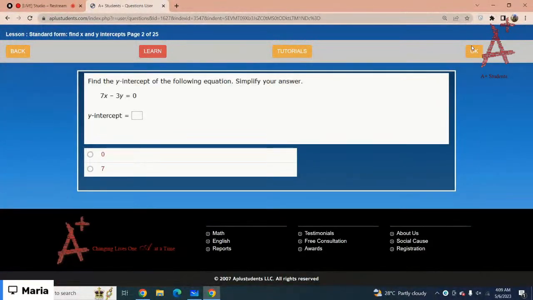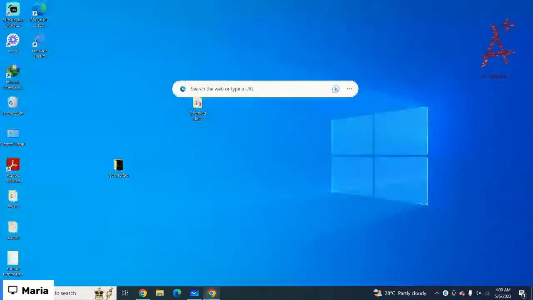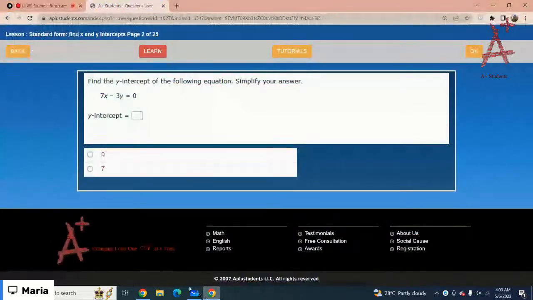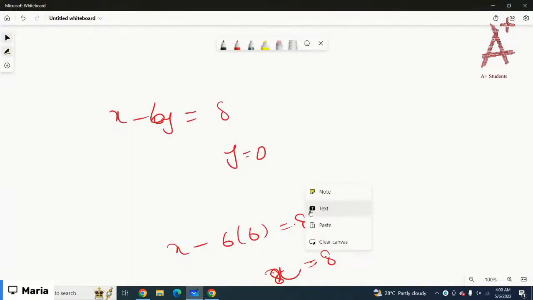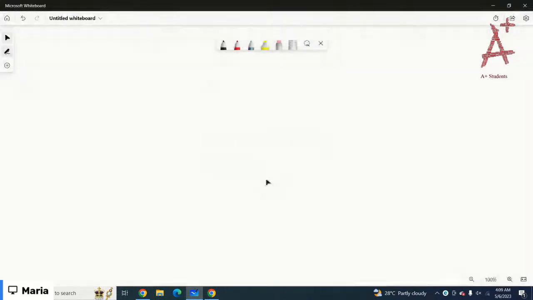Okay, the next one is find the y-intercept of the following equation: 7x minus 3y equals 0.